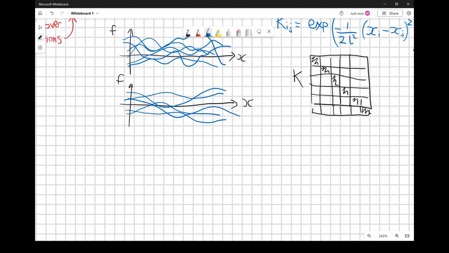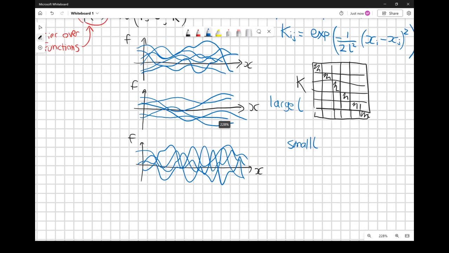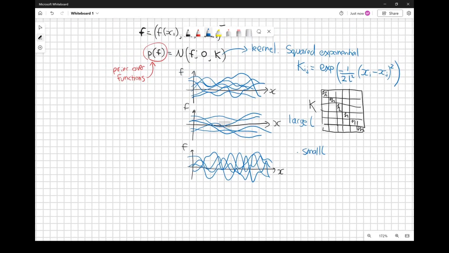So let's say that is for large L. And then if we go down here and think about what happens if we have small l, then it's going to look a little bit more like the noisy case where K was equal to the identity matrix. So that's small l.